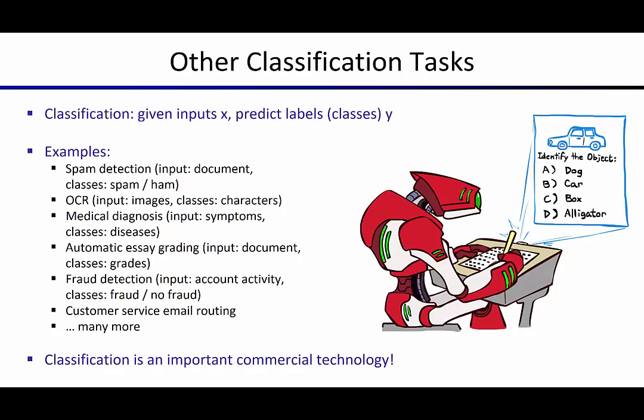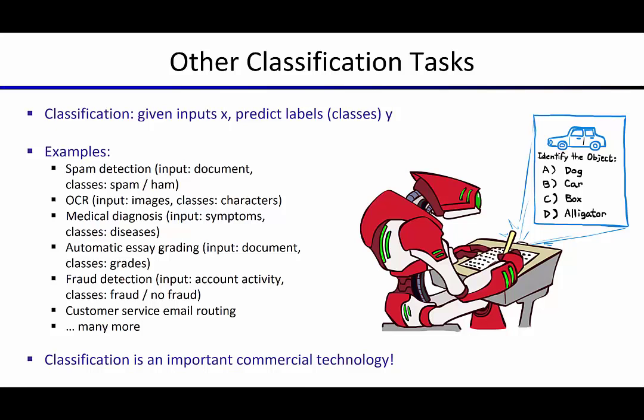There are many other examples. We looked at spam, we looked at optical character recognition, medical diagnosis. You might be given a lot of symptoms, you want to classify what disease the patient has. Automatic essay grading. Students write essays, you're a professor, you don't like grading, who likes that anyway, and you write a classifier that just grades for you. Turns out this is possible. A lot of essays these days get graded by a computer. Not that you can grade every piece of written work with a computer, but some of it can.